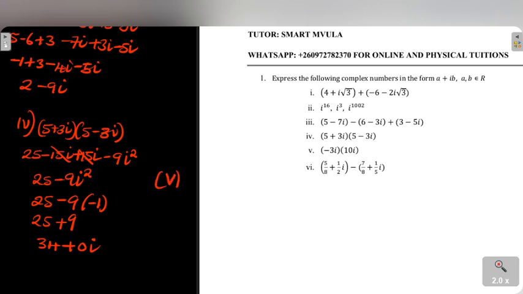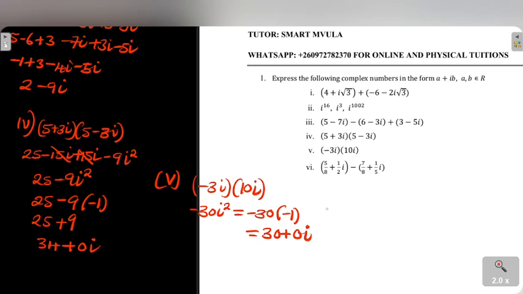Then moving to part 5, we have negative 3i multiplying with 10i. For this one you multiply directly. So you say negative 3i times 10i will give us negative 30i squared. Now we just have to simplify this further. We have negative 30, then where there is i squared, we substitute with a negative 1. So negative 30 times negative 1 will give us positive 30. Then we need to introduce 0 with an i there. So that becomes the answer.